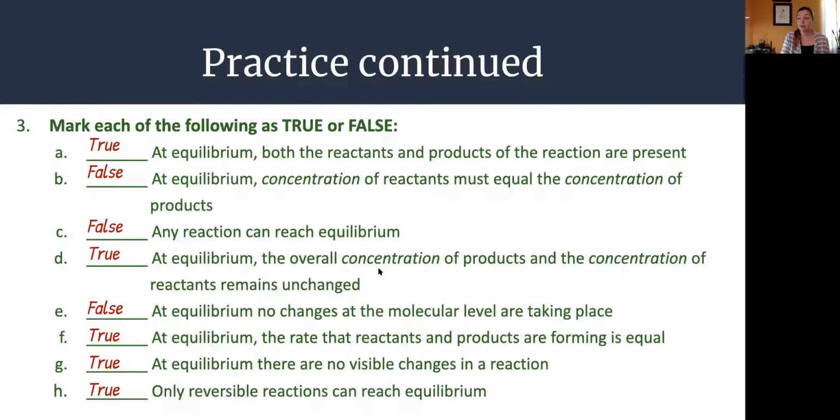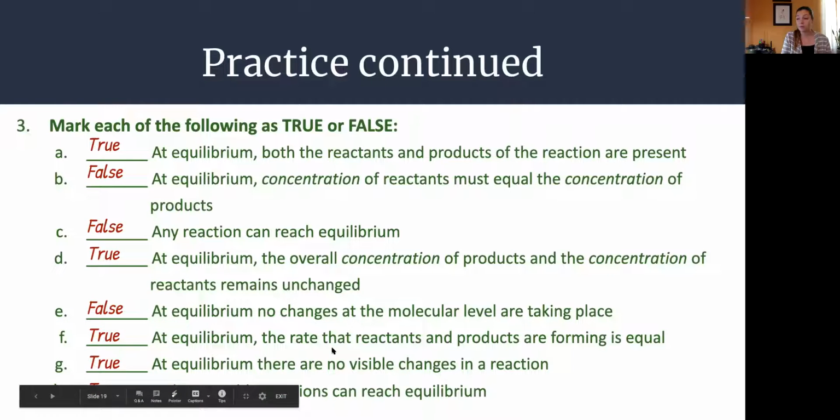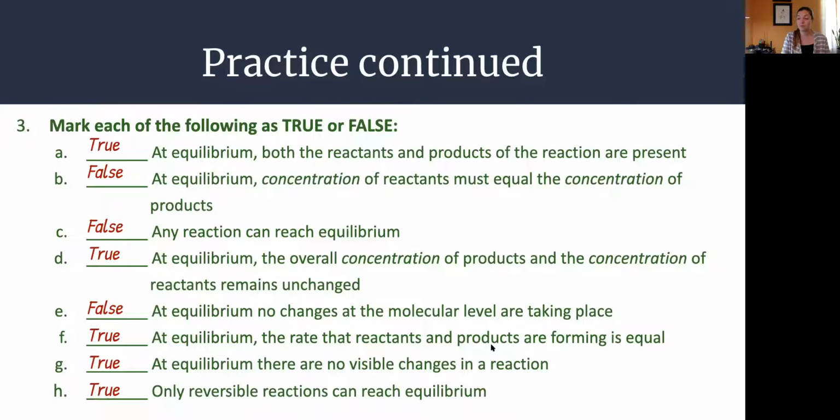At equilibrium, the overall concentration of products and the concentration of reactants remains unchanged. That's true. So we don't know what the concentration is, but we know that the concentration has flatlined. We're making things at the same rate, so the overall concentration remains the same at equilibrium. At equilibrium, no changes at the molecular level are taking place. That's false. Equilibrium is dynamic. We're still forming reactants, we're still forming products, just at the same rate. At equilibrium, the rate that reactants and products are forming is equal. True. That's our definition of chemical equilibrium.